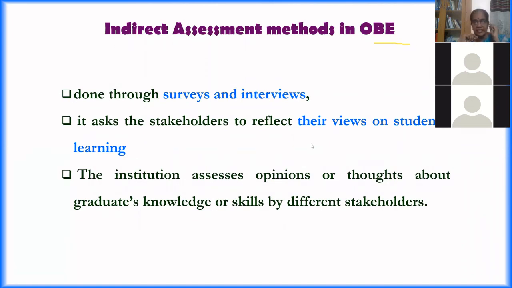Indirect assessment methods are done through surveys and interviews. Usually we'll have the feedback mechanism, which comes under indirect assessment. It asks the stakeholders to reflect their views about the students' learning. So the feedback of the students, the peers, and the parents is all incorporated here. So why do you need this indirect assessment?